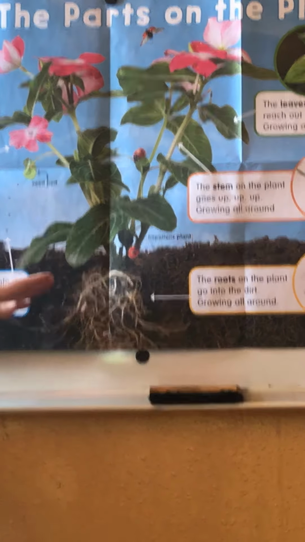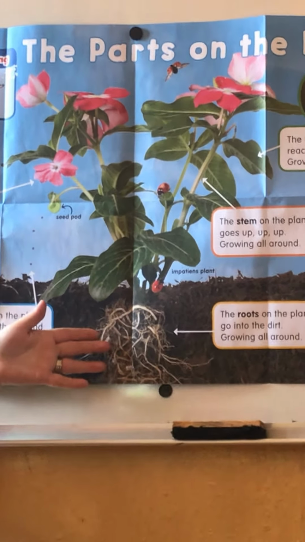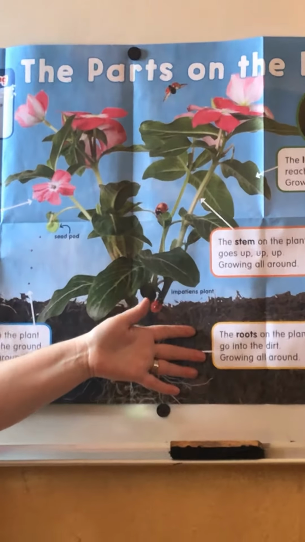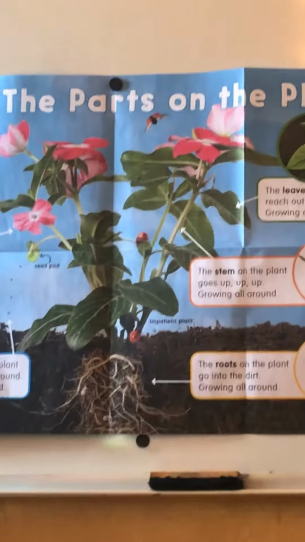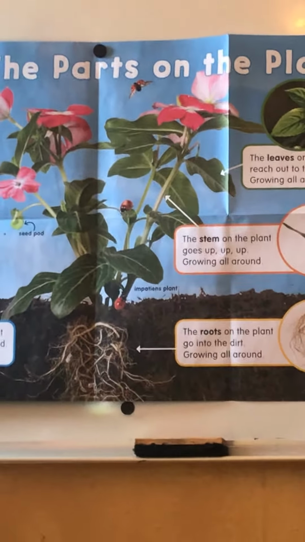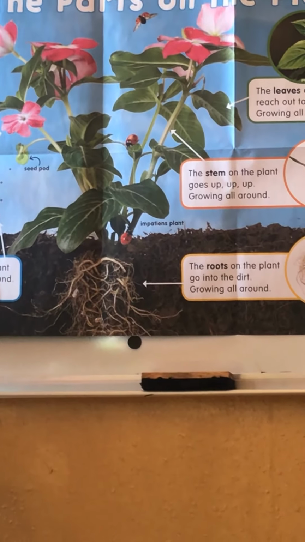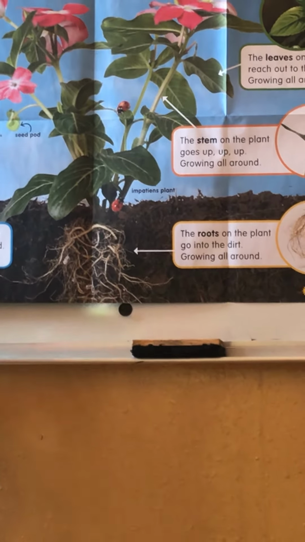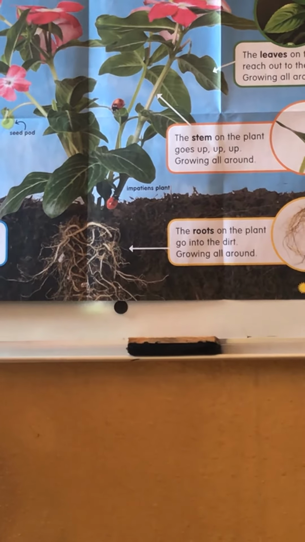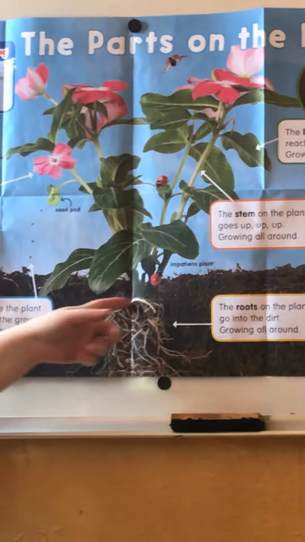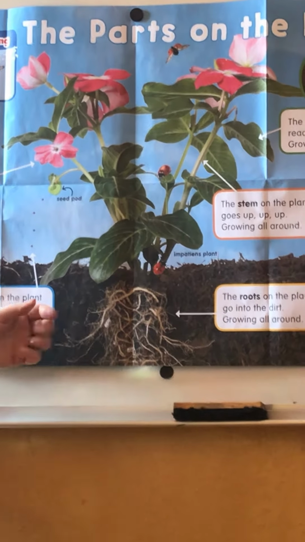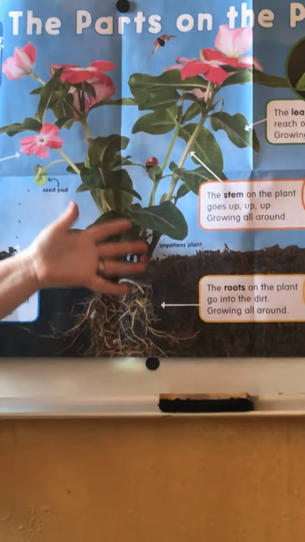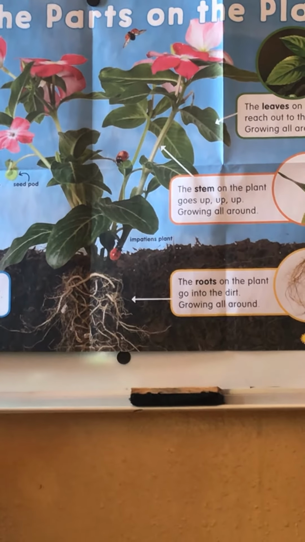Soil has nutrients. Okay? Nutrients in the soil are just like vitamins to us. Raise your hand if you take vitamins. Who takes vitamins? Holly, do you take vitamins? I do. And those vitamins help me grow big and strong, right? So, soil has nutrients, just like vitamins, that are going to help this plant grow big and strong, right?